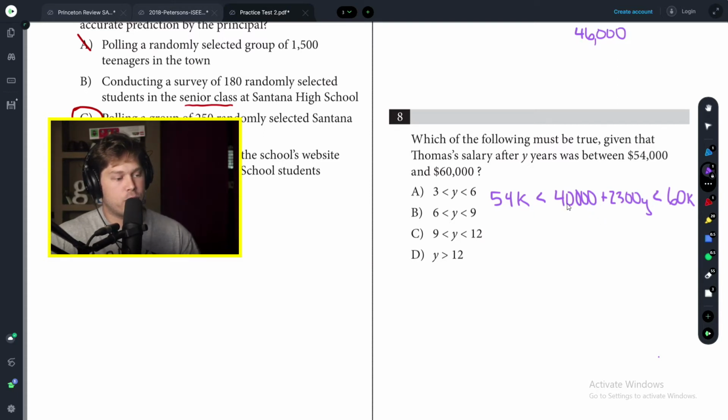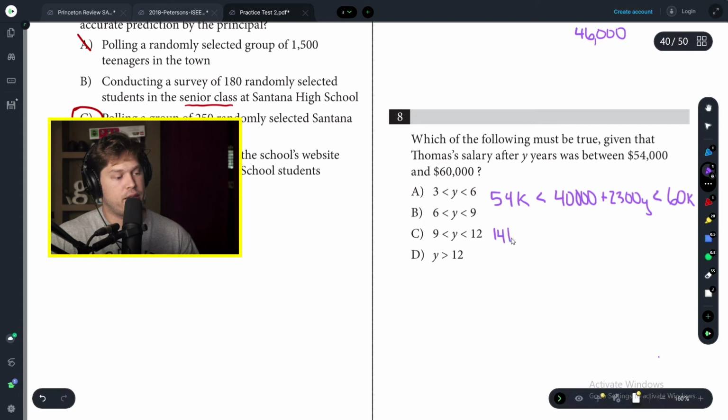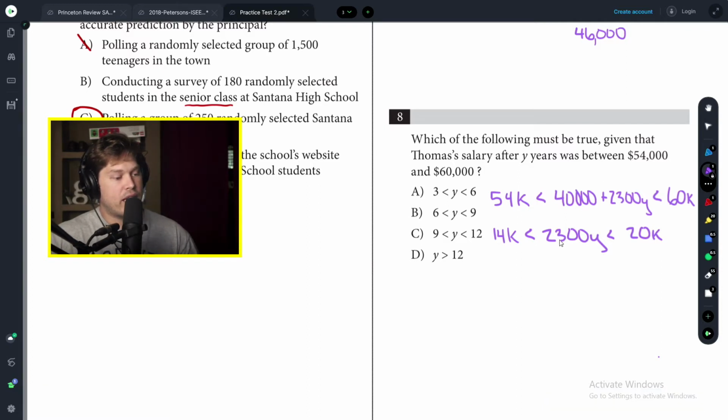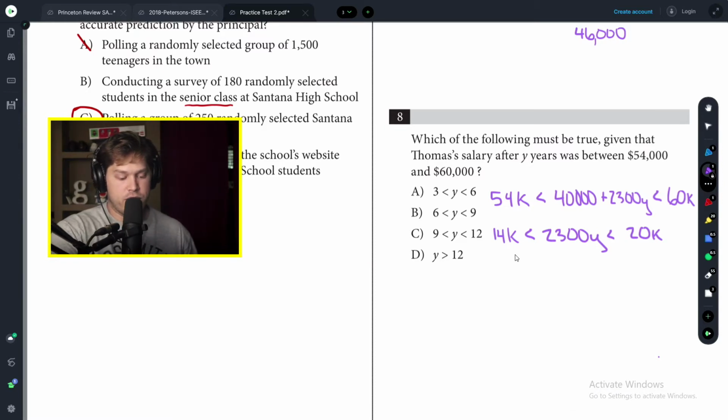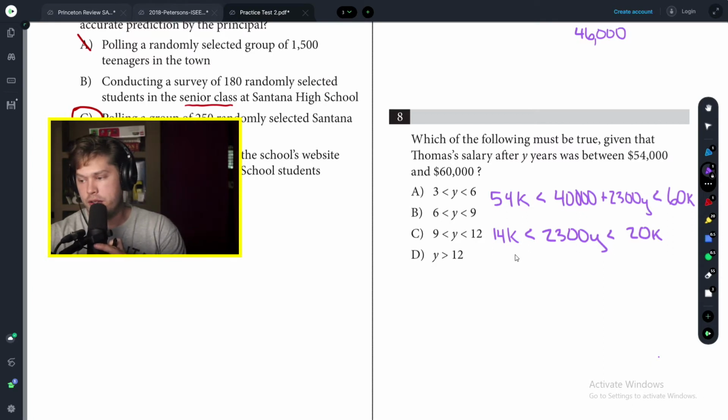So firstly, we can subtract 40K from both sides, and if we subtract 40K, 54 minus 40 is 14K. So 14K is less than 2,300 times Y, which is less than 20K. And then we can divide both sides by 2,300. So again, this is the calculator section, so we can just use a calculator. So I'm going to do that quickly off to the side.